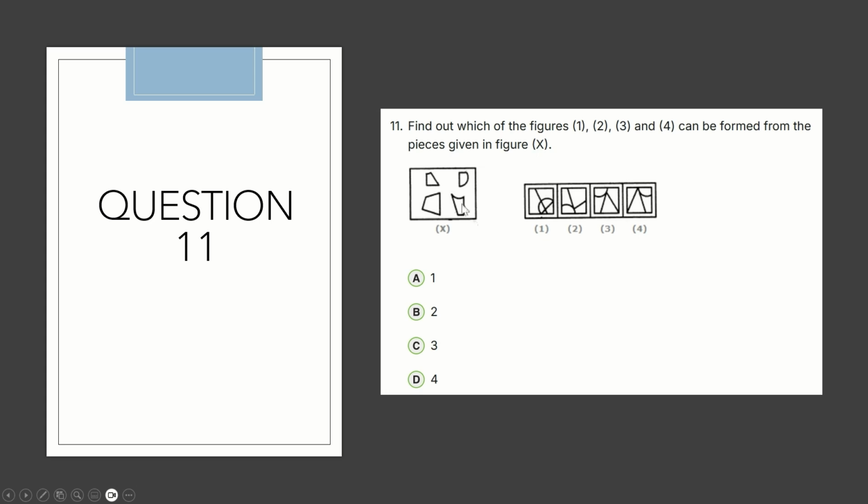Okay, and then looking at this piece, you can see in figure 2, it's placed here. Figure 3 is placed here. Then in figure 4, it's placed here. Moving on to this piece, in figure 2, it's placed here. In figure 3, it's not here, and in figure 4, it's also not here. So that only leaves us with figure 2, which is option B.